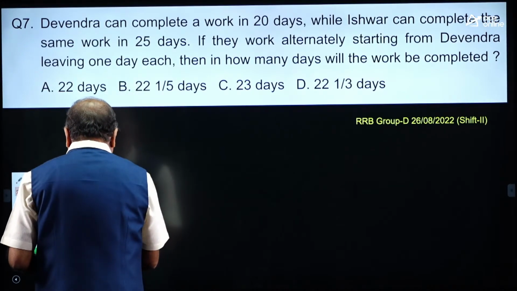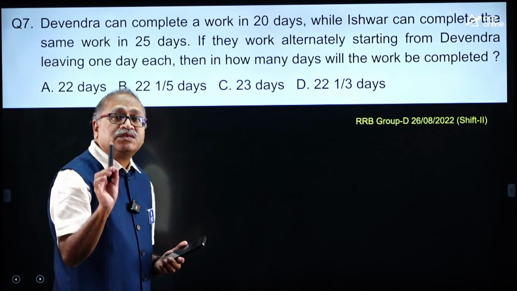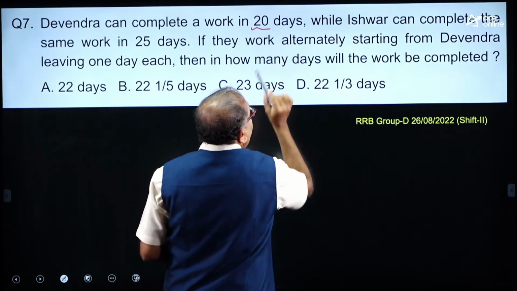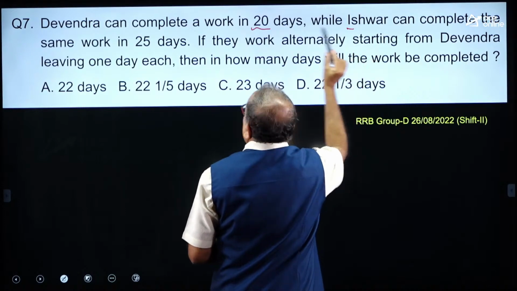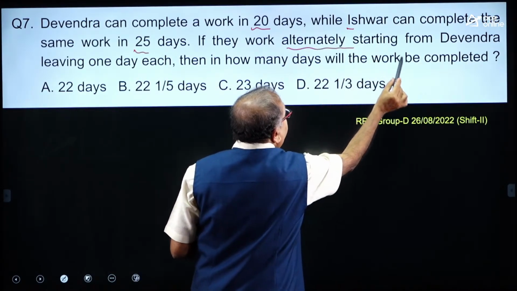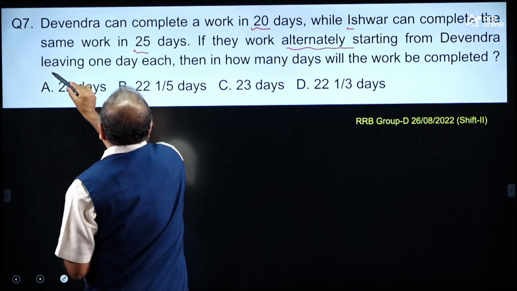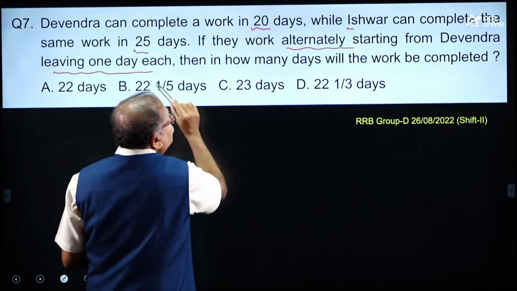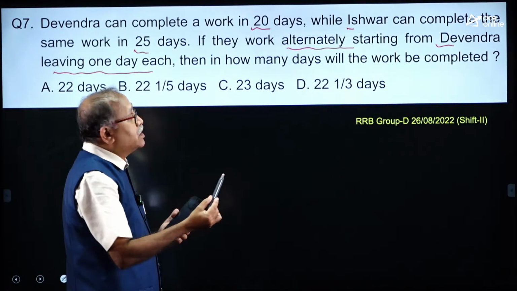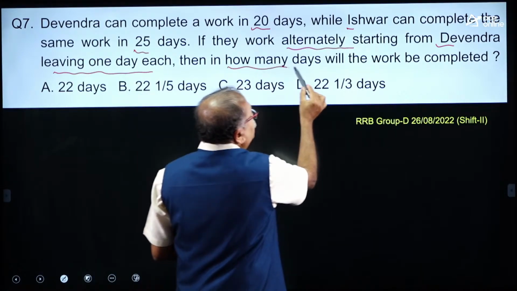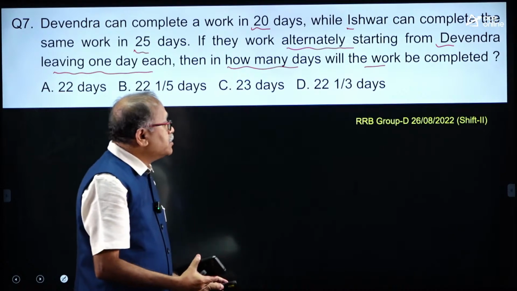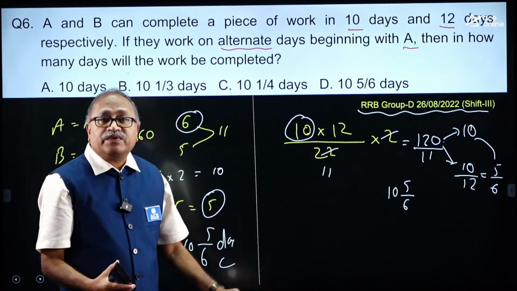Now, look at this one. Here you answer the question with the second method only. D can complete the work in 20 days, whereas I can complete the work in 25 days. If they work on alternate days, leaving 1 day each, starting with D, so first is D, the next is I, and so on and so forth, in how many days will the whole work be completed? Just answer this particular question with the second method, my dear friends.